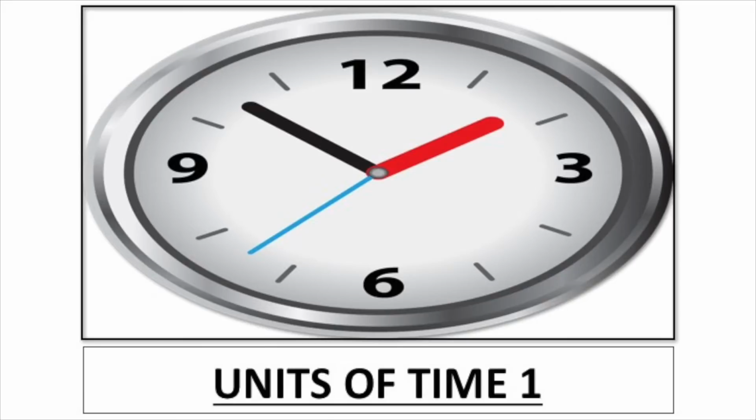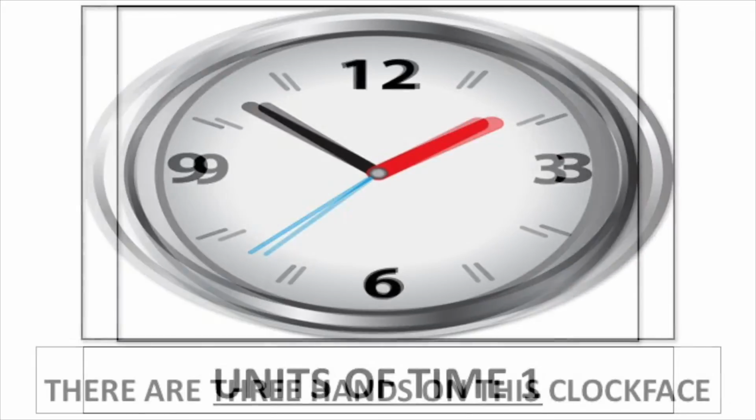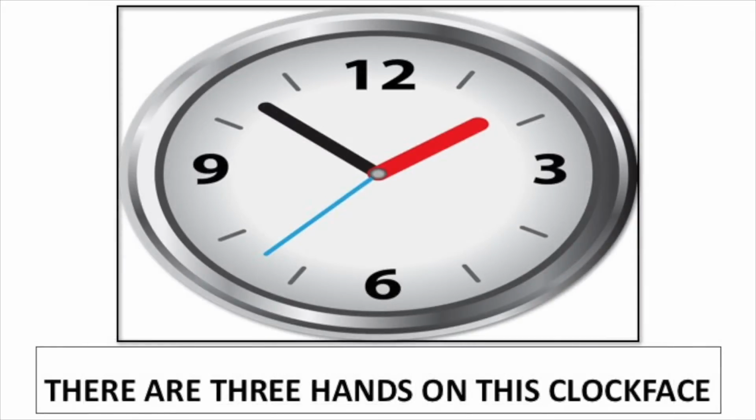Minutes. Yes. The red hand has the hours. The black hand has the minutes. And also, most clocks have a third hand too, the blue hand, which represents seconds. Yes. So these are the different units of time we see on a clock face, and they all move at different speeds because they represent different times. There are 3 hands on this clock face. So let's learn more about them.